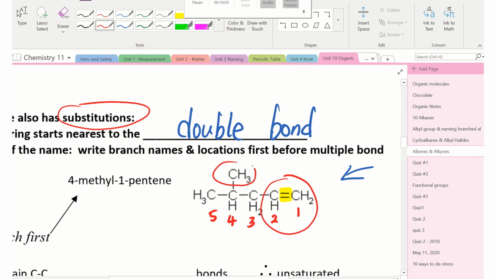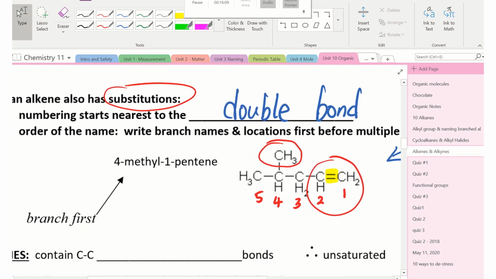And then the side chain, this is the substitution, that's the methyl group. Okay, so therefore the name for this molecule is right here. So the methyl group happens on the fourth carbon right here. So we call it 4-methyl, right? And then the double bond begins on the first carbon. So it's 1-pentene. Okay.